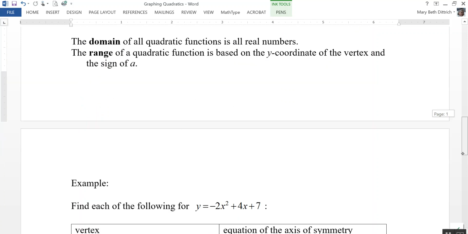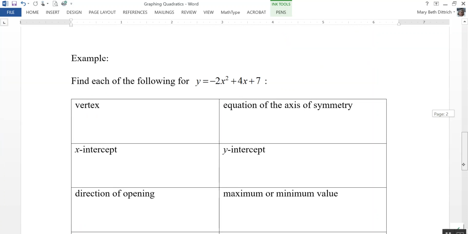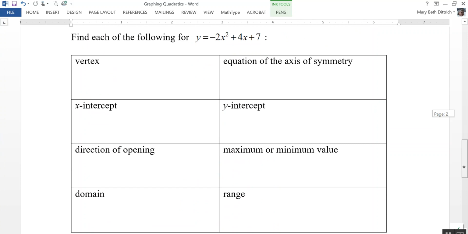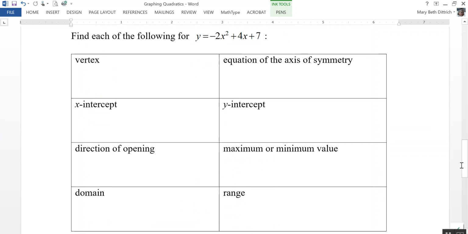That's a whole lot of information. Let's see what it looks like when we actually graph a quadratic function. So we need to find each of the following for the function y equals negative 2x squared plus 4x plus 7. Let's start by finding the vertex.